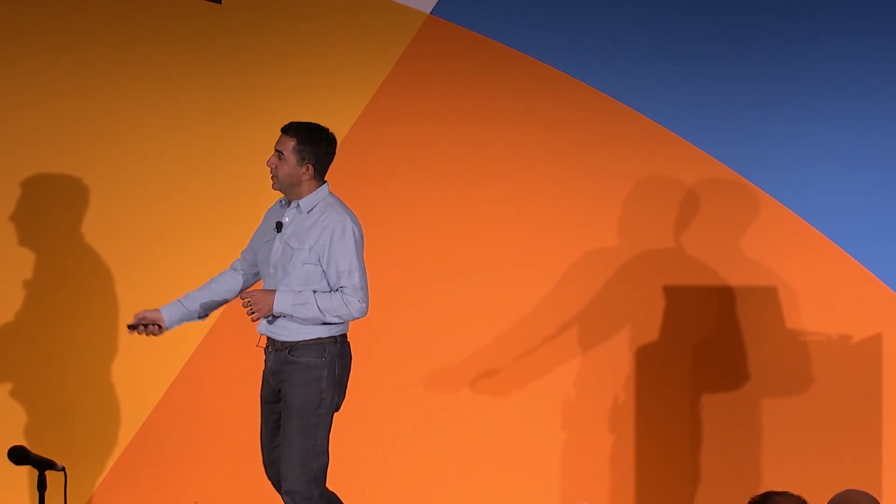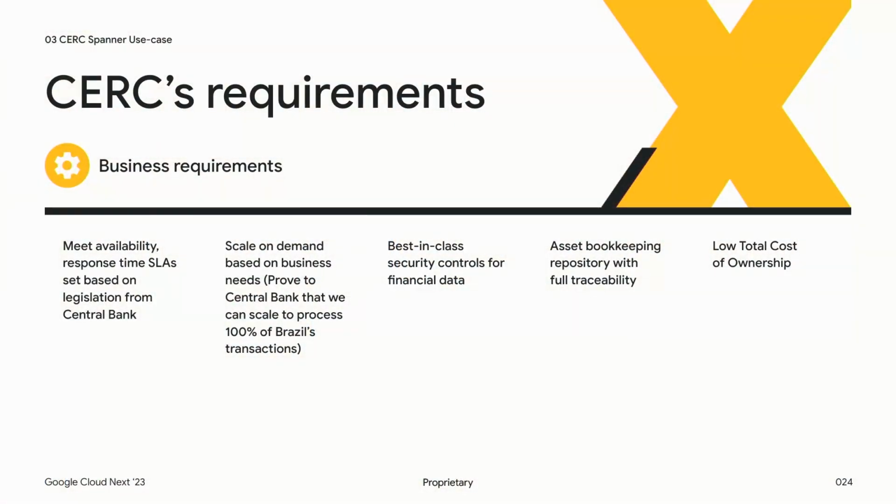First, as Andre pointed out, CERC processes about 80% of Brazil's credit card receivables, and they are a major player in the receivables market. So they needed a system that was highly available. No downtime, no maintenance windows, and the SLA for availability had to comply with the SLA required by the regulators.